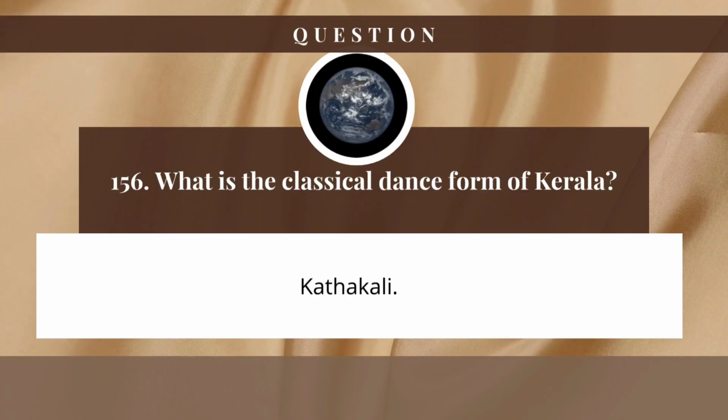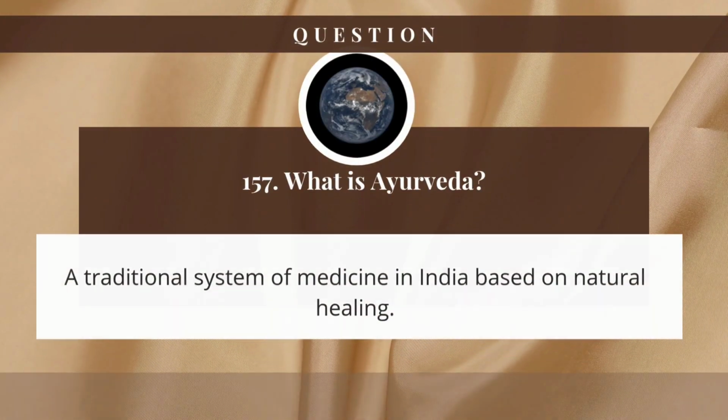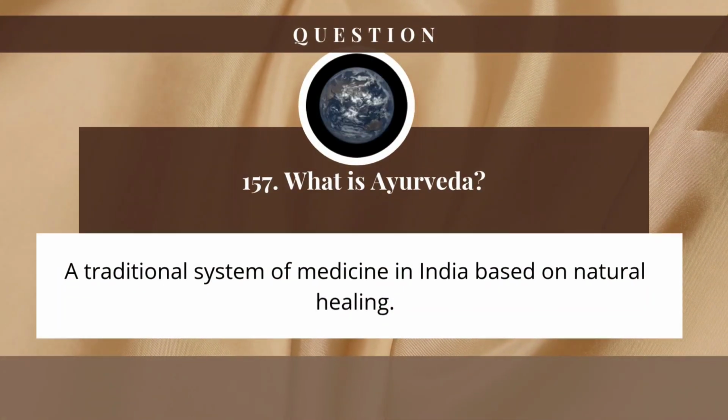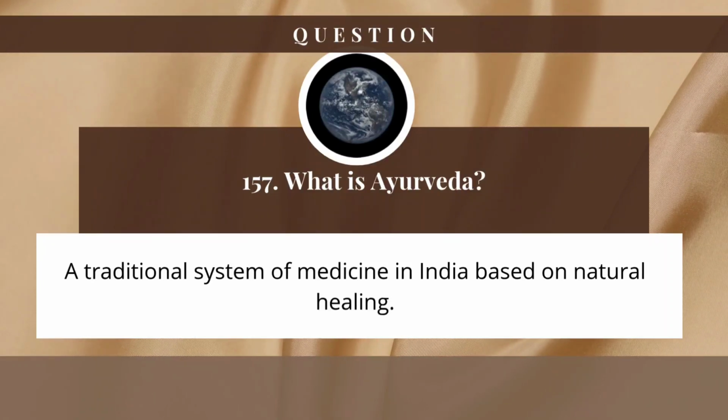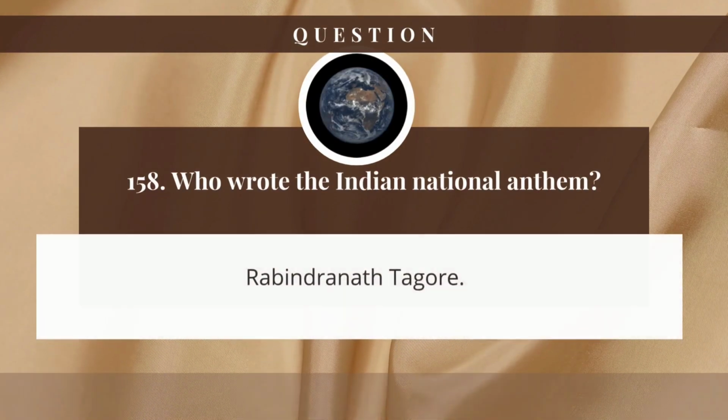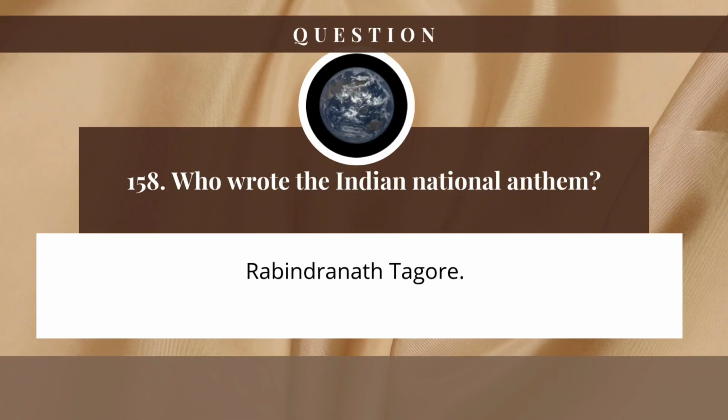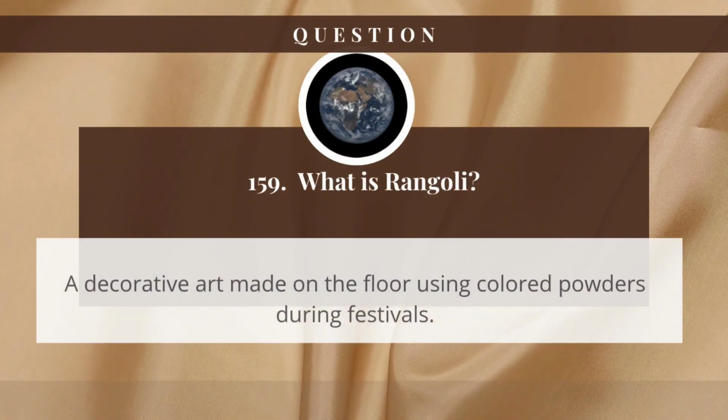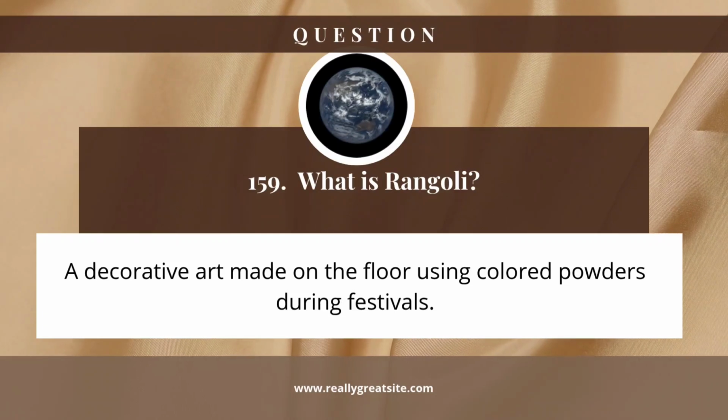Answer. Kathakali. 157. What is Ayurveda? Answer. A traditional system of medicine in India based on natural healing. 158. Who wrote the Indian national anthem? Answer. Rabindranath Tagore. 159. What is Rangoli? Answer. A decorative art made on the floor using colored powders during festivals.